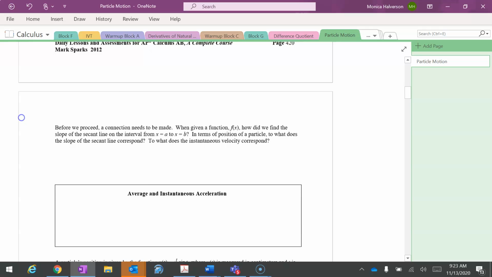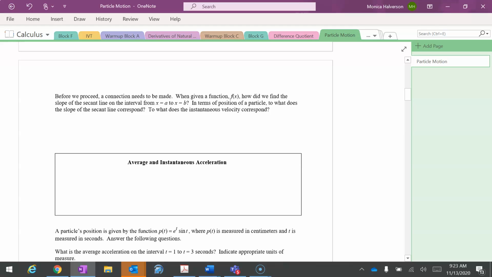So, before we proceed, a connection needs to be made. When given the function f of x, how do we find the slope of the secant line? In terms of position of a particle, what does the slope of the secant line correspond to? What does the slope of the instantaneous velocity correspond to? Well, hopefully we remember that the slope of the secant is equal to the average rate of change because it's across an interval between 2 points.